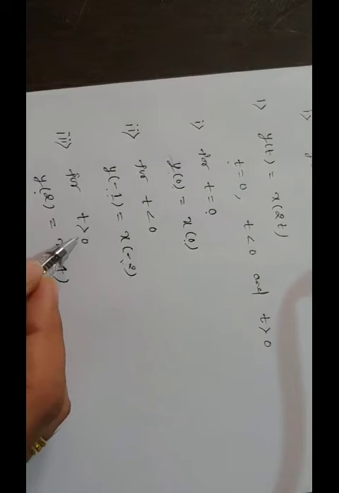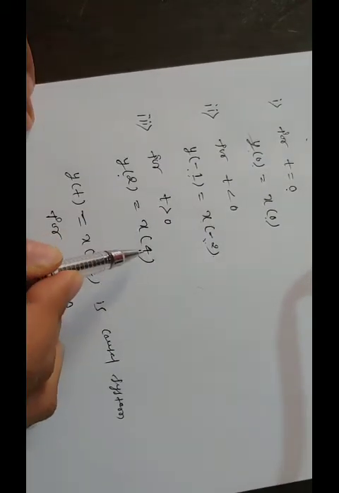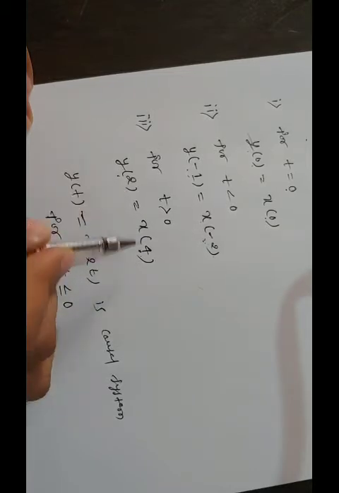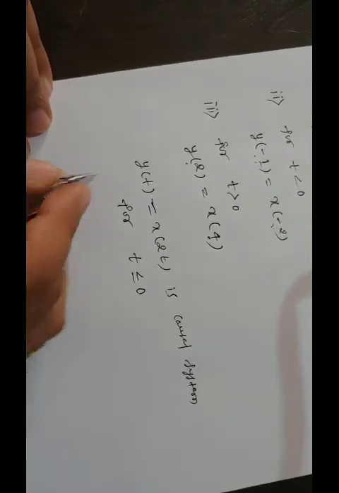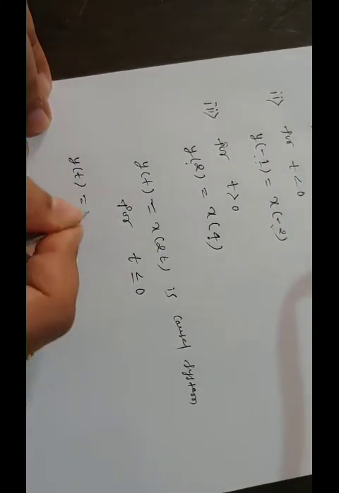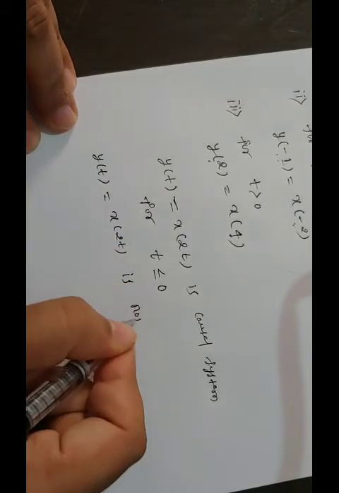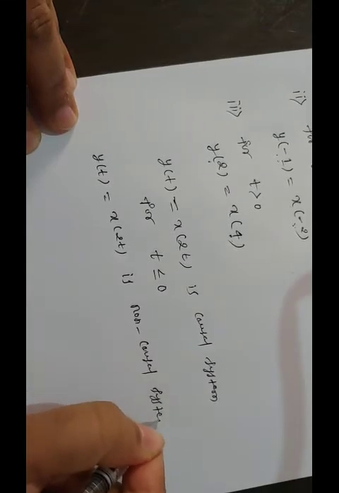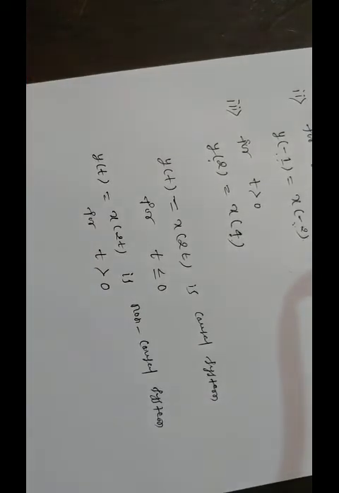And look here, when we put t greater than 0, it depends on the future value of the input. X of 4 is the future value, and y of 2 is the output. If it were x of 2, we would call it present, but it is 4, that means future. So y of t equal to x of 2t is a non-causal system for t greater than 0.